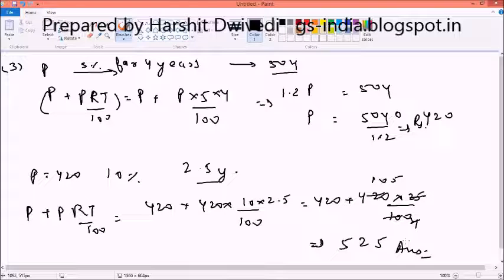I hope this is clear to you. It is very easy. In the first case, on the basis of the information given, I calculated the value of the principal, and I used that value of the principal in the second case. In the second case, the rate of interest 10% and 2.5 years are given, so I got the final amount as 525 rupees. Moving to our next question.